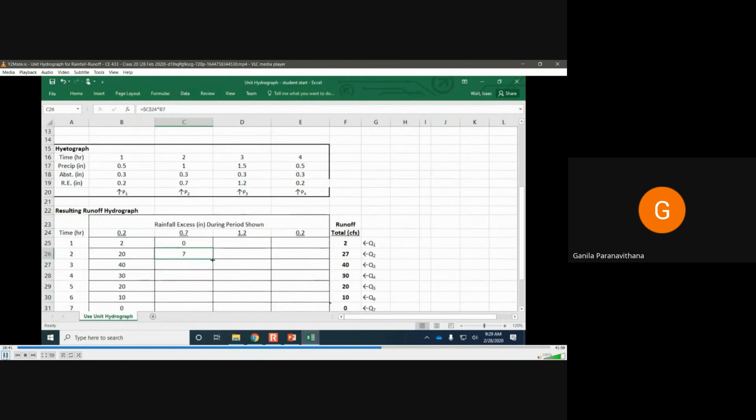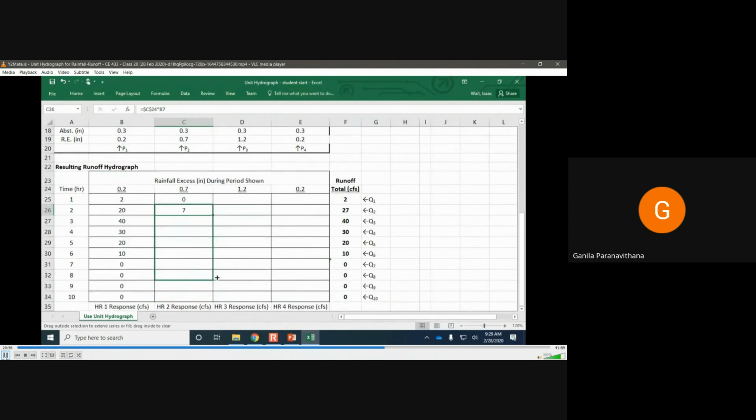But what you'll see is that the 7 CFS comes during the second hour because this rainfall was itself during the second hour. And then the watershed response to that occurs through the 7th hour, and then afterwards there's 0 CFS.